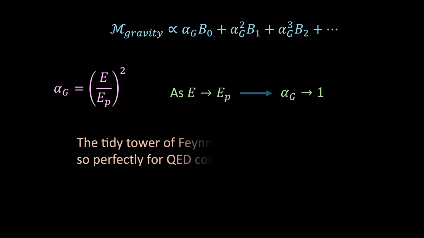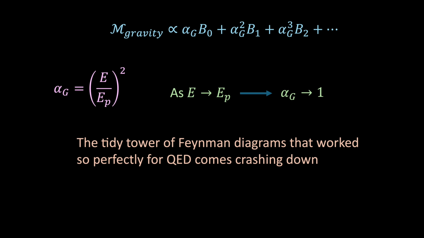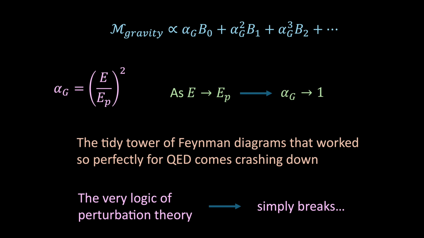In other words, the tidy tower of Feynman diagrams that work so perfectly for QED comes crashing down. Every correction becomes as large as the last. There's no small number left to keep the mathematics under control. Beyond that point, the very logic of perturbation theory, the idea that we can understand nature by adding smaller and smaller corrections, simply breaks. But the problems don't stop there.